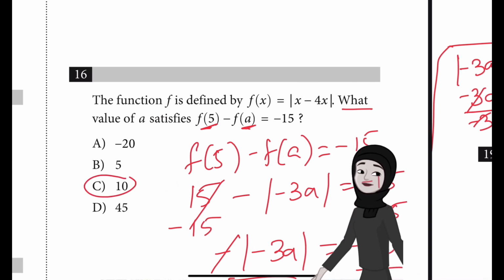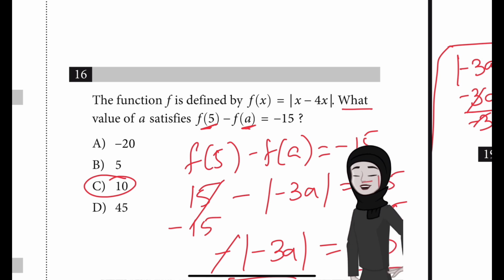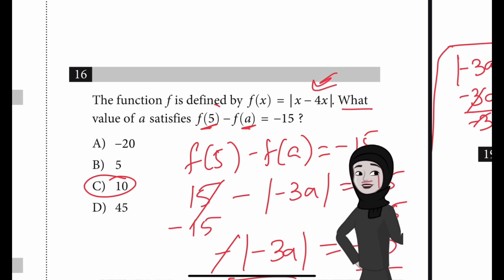Now we have to compare it to the answer choices. Of the answer choices, the value of a that satisfies is matching to answer choice C. So that's why answer choice C is correct.